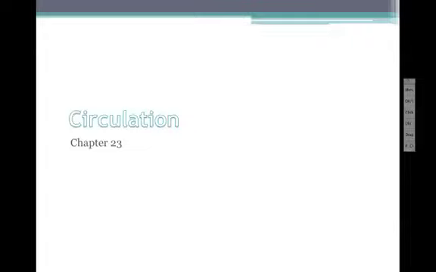A couple things I want to point out in the textbook because there has been a couple of page additions here. The circulatory system is combined with the respiratory system, but the lectures are separate. Each week you will do, one week you'll do circulation and the next week you'll do respiration. The chapter starts on page 494.